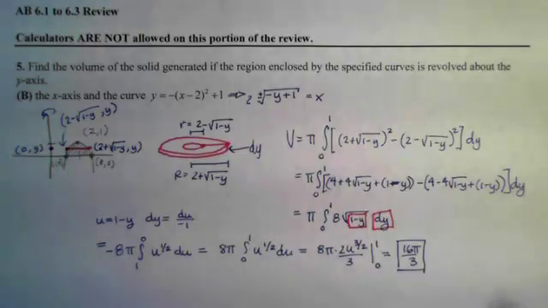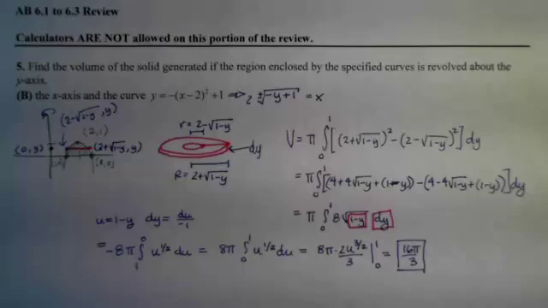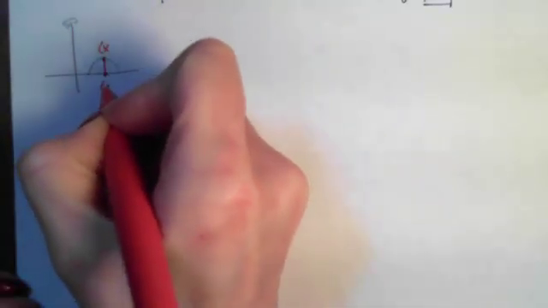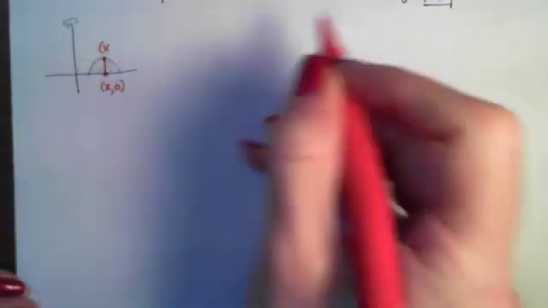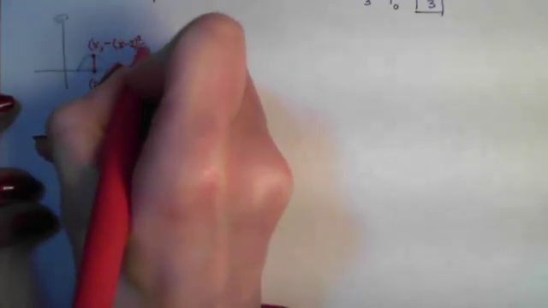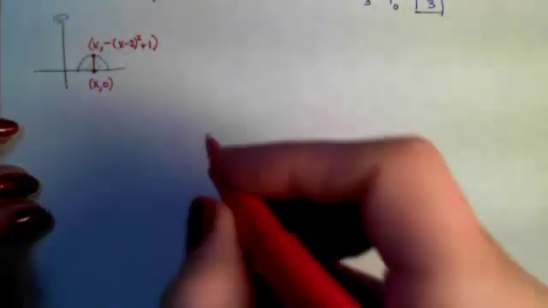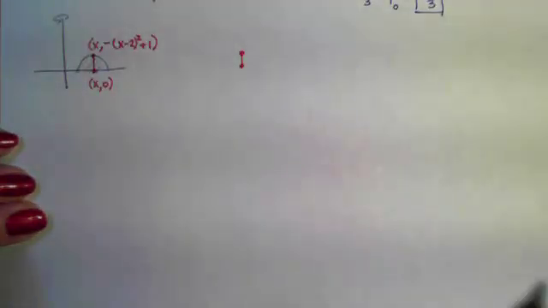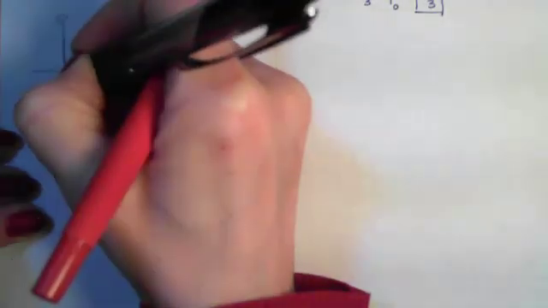Now if I want to do this again using the cylindrical shell method, then I would have the same region, except now I'm going to cut vertically. And when I cut vertically, I'll label with x's. So this will be x comma 0, and the top one will be x comma the opposite of x minus 2 squared plus 1. So when I rotate that now, I'm going to be rotating around my blue y-axis here.